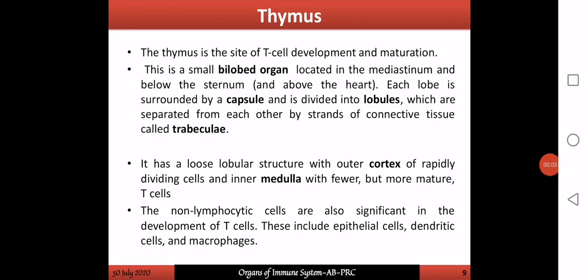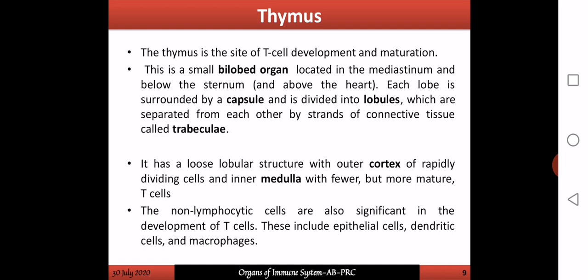Now we will continue with the primary organs. The second primary organ is the thymus. The thymus is the site of T cell development and maturation. And as an organ, this is a small bilobed organ located just above the heart, right?